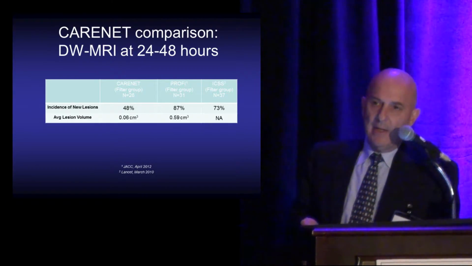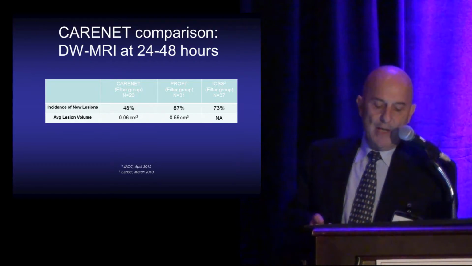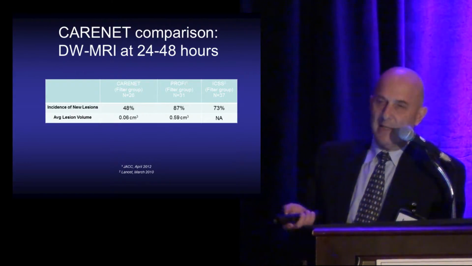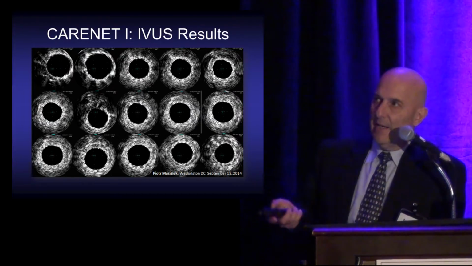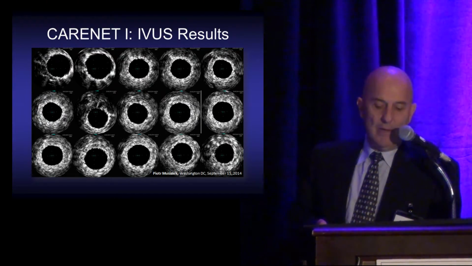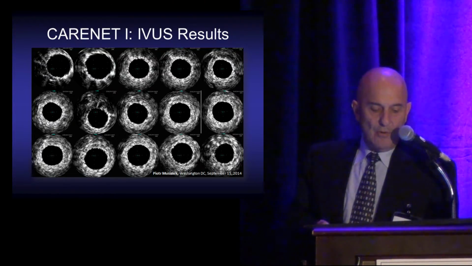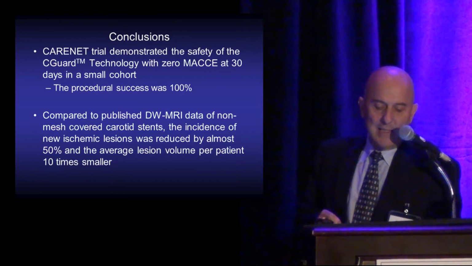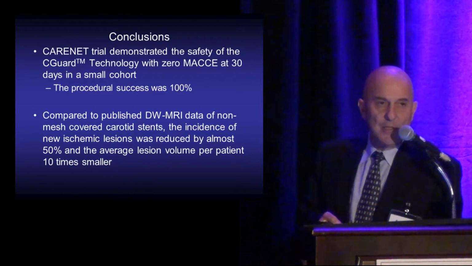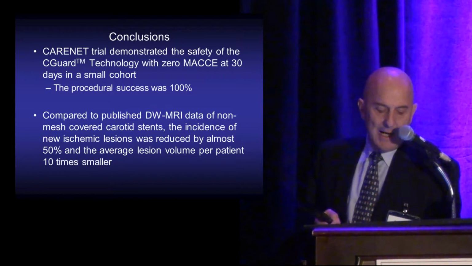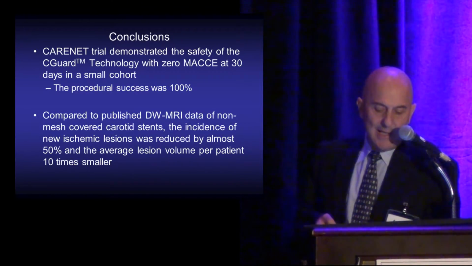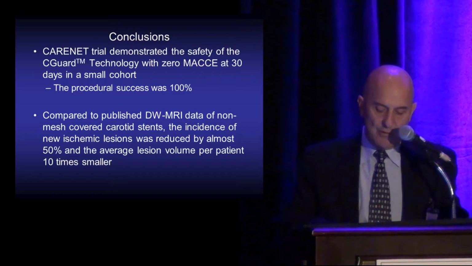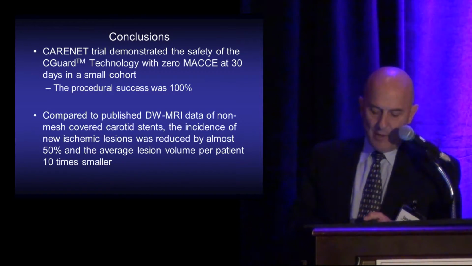And not only no strokes, no death, but also the presence of new lesions has been shown to be reduced significantly by the use of this technology. And these are images, IVUS images of the cases that were included in the trial. So in conclusion, also this stent provides good protection. The success was 100%, and compared to published diffusion-weighted MRI data of non-covered carotid stents, the incidence of new ischemic lesions was reduced by almost 50%, and the average lesions volume per patient 10 times smaller.